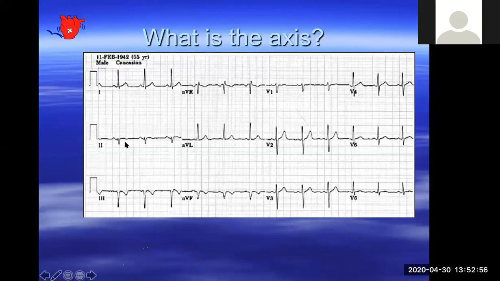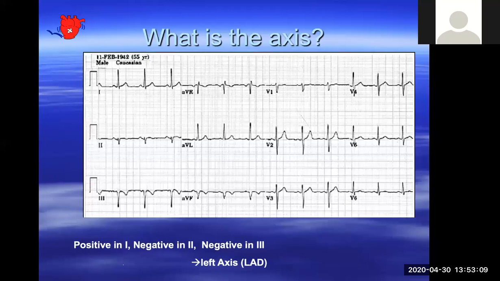Well, in this example, lead 1 is positive, but lead 2 is not positive. So it's abnormal axis. So lead 1 is pointing upward, and lead 3 is pointing downwards, away from each other. This is left axis deviation. Okay? This is really a simple rule.